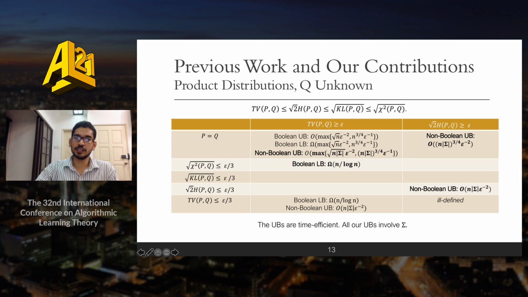And here, interestingly, we show that even the problem of chi-square versus TV needs n by log n samples in the worst case, which for the identity testing problem could be solved in square root of n sample complexity, but the square root of KL would take so many samples for the identity testing. So that's an interesting result. And then we also have the Hellinger versus Hellinger testing problem, which we could solve in n times alphabet size epsilon to the minus 2. In particular, I want to mention that all the upper bounds are time efficient and all our upper bounds involve the non-Boolean alphabet.